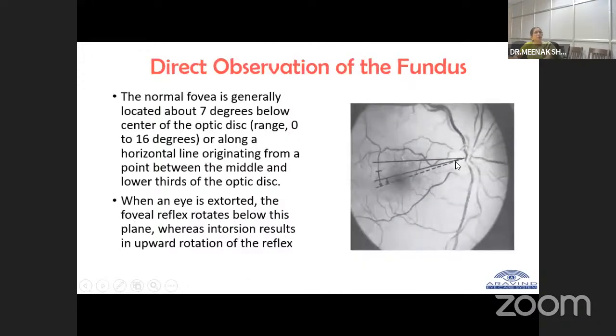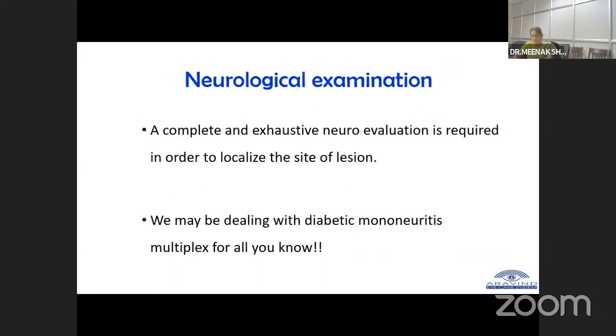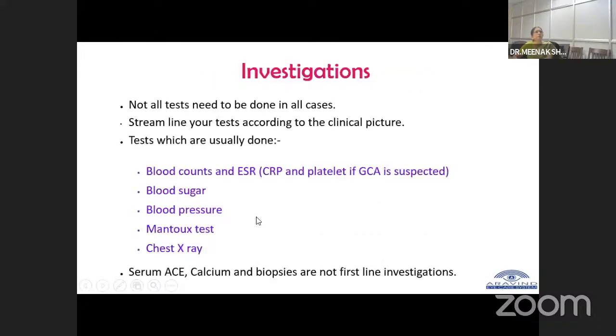So another important thing is torsion. We have to see it in either indirect or direct ophthalmoscopy. I have shown a direct ophthalmoscopy photo, where the fovea is normally 7 degrees below the optic disc, and when the eye is extorted, it is below this plane, and in intorsion it is upward. A direct ophthalmoscopy picture is the exact opposite of the indirect. A comprehensive ocular examination for checking the pupil, and a comprehensive neurological examination.